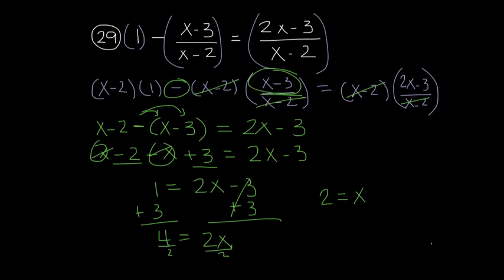If you notice though, if I go back to the original problem, plugging in a 2 for x gives me 2 minus 2, which is 0, in both denominators. Just 1 would be enough to throw it out. Can't have 0 in the denominator, so this is no solution.